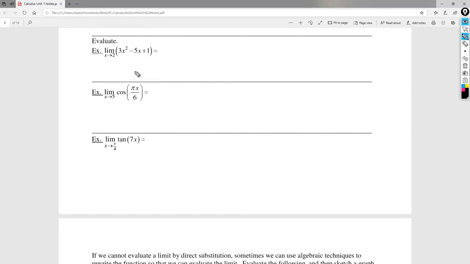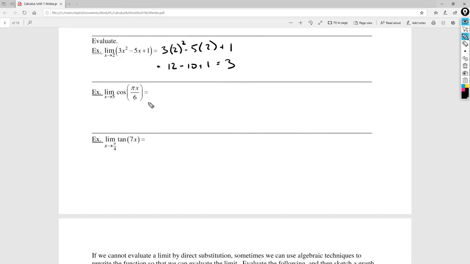Very similar situation. So if I am given my function here, let's just plug in 2 first, see what happens. So if I plug in 2, I have 3 times 2 squared minus 5 times 2 plus 1. Right, so I have 4 times 3 is 12 minus 10 plus 1. So that's going to give me 3. And I got a good number, so I'm going to move on. Totally fine.